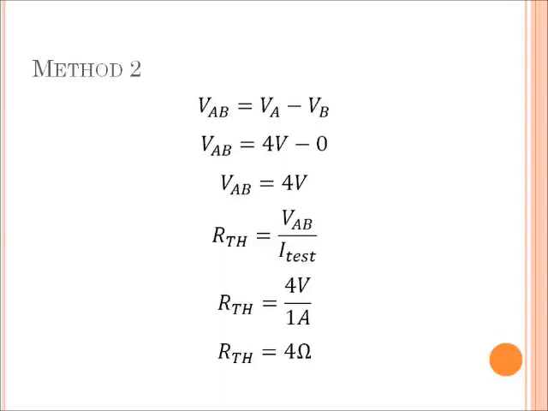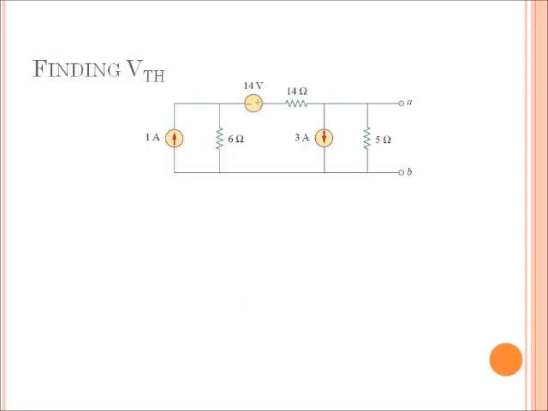Then to find R Thevenin, we divide VAB by the test current we applied earlier. We chose 1 amp because this equation just becomes 4 divided by 1, which gives us R Thevenin is equal to 4 ohms, the same result we got from method 1. Finally, we need to find V Thevenin. We can use either nodal or mesh to do this. I'm going to use mesh.